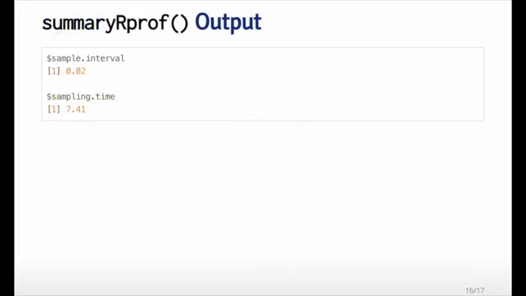The last part of the summaryRprof output is just the sample interval, so you can see what time interval the sampling took place for printing out the function call stack, so you can see it's 0.02 seconds, and the sampling time, which is just the total amount of time that the expression took to run. This is, I think, equivalent to the elapsed time in the system.time function.